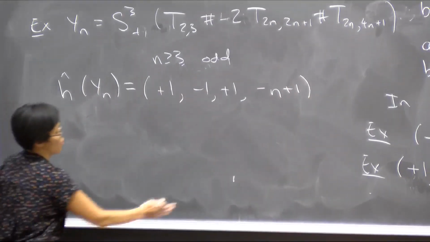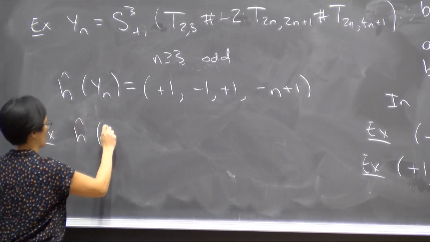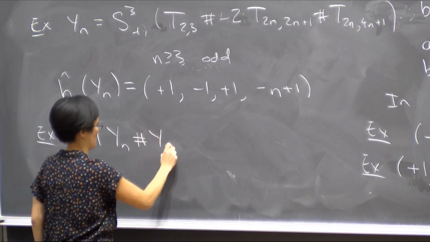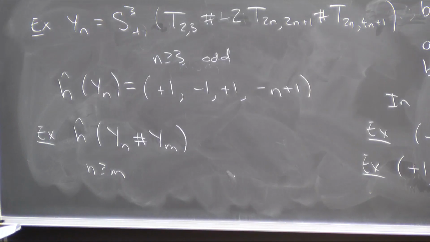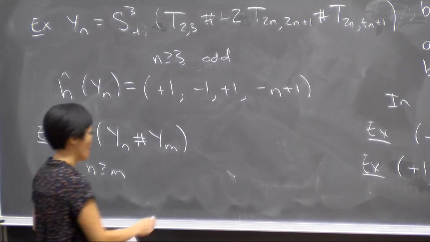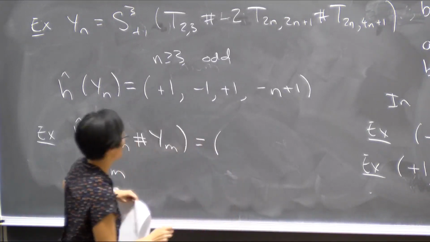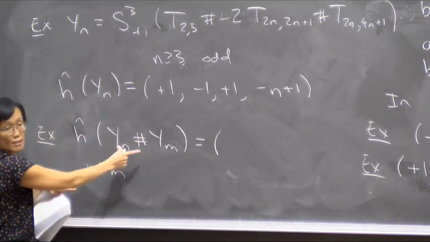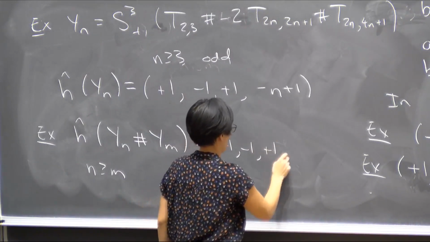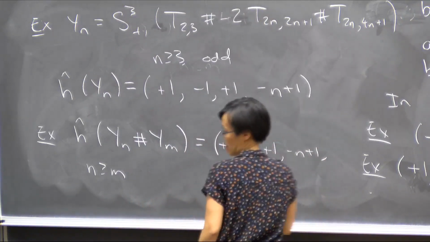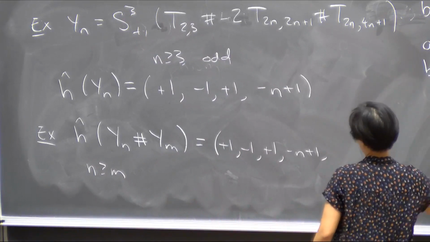And let me give you one more example. Let's look at Yn connect sum Ym, where let's say n is greater than or equal to m. The sequence that gets associated to this is you basically just concatenate the sequences associated to each of these pieces. So it's plus 1, minus 1, plus 1, minus n plus 1, plus 1, minus 1, plus 1, minus m plus 1.